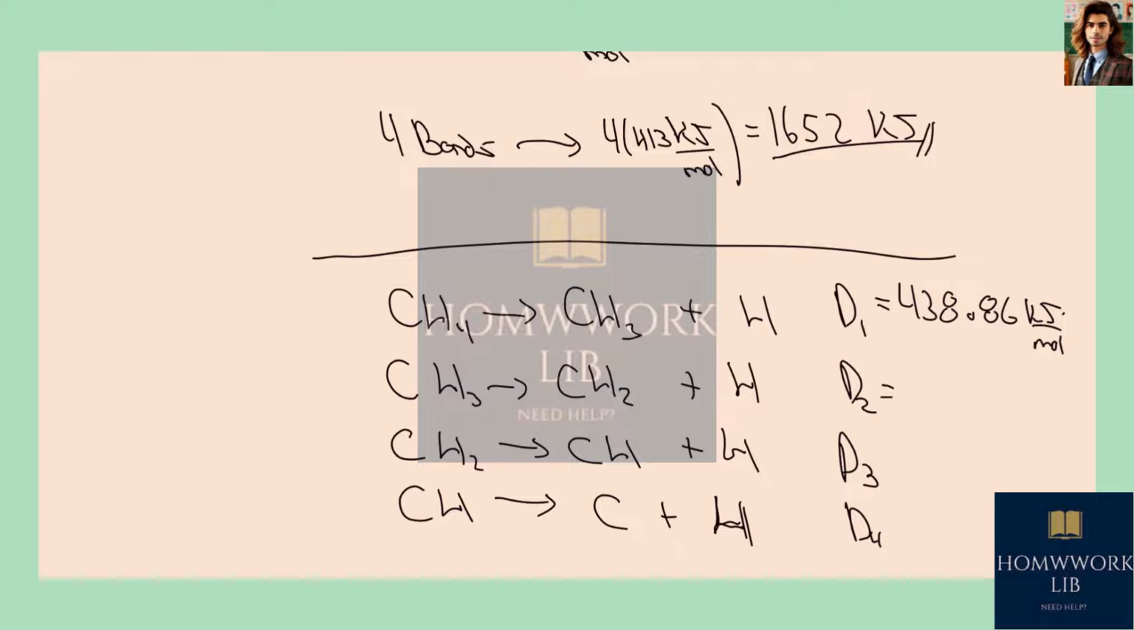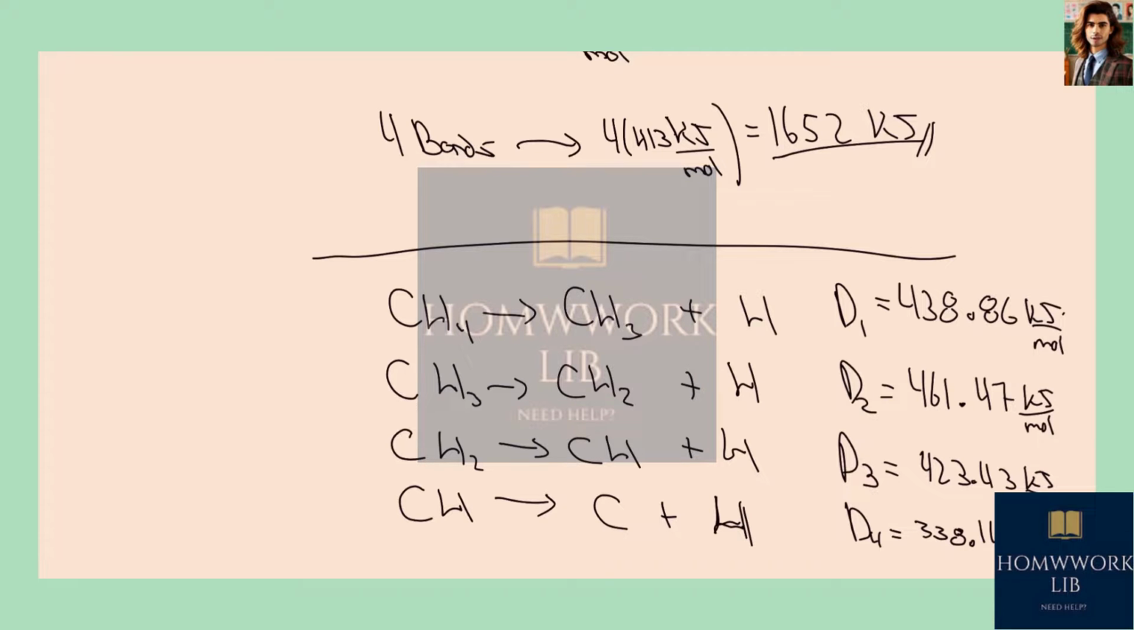The second dissociation has an energy of 461.47 kilojoules per mole, so it is a little bit harder to break that bond. On the third one, the energy is going to decrease to 0.43 kilojoules per mole. And on the fourth one, it is going to be even easier, 338.16 kilojoules per mole.